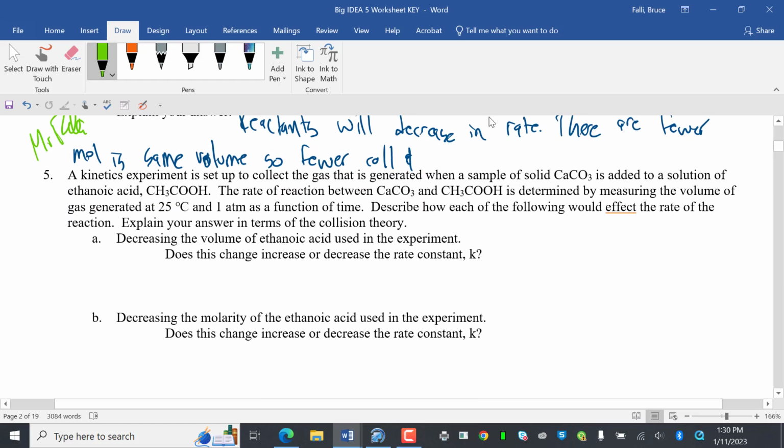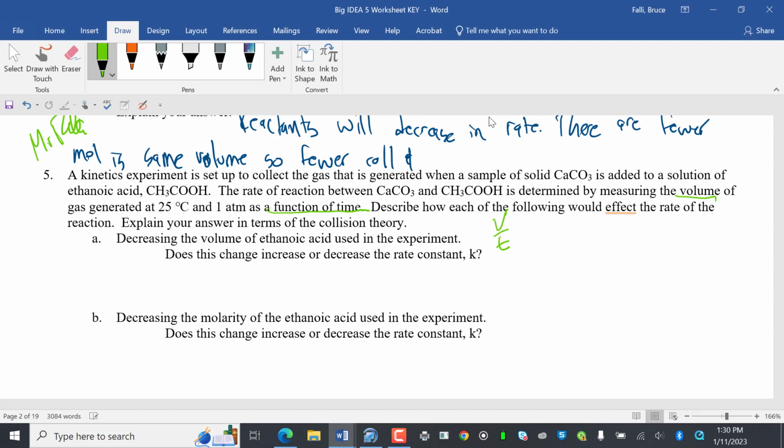A kinetics experiment is set up to collect the gas that is generated when a sample of solid calcium carbonate is added to a solution of ethanoic acid. The rate of the reaction is determined by measuring the volume of gas generated at 25 degrees Celsius in 1 atmosphere as a function of time. So we're doing the volume as a function of time. So that's volume over time. Usually it's molarity over time. Describe how each of the following would affect the rate of the reaction. Explain your answer in terms of the collision theory.